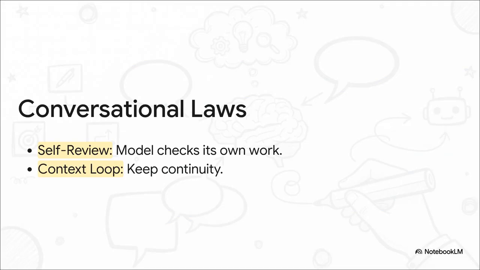And here are 2 more quick conversational laws for your toolkit. The self-review law is awesome. It's where you literally ask the AI to check its own work. Think of it like having a built-in proofreader. Then there's the context looping law, where you tell it to just pick up where it left off without repeating anything. So useful for longer projects.